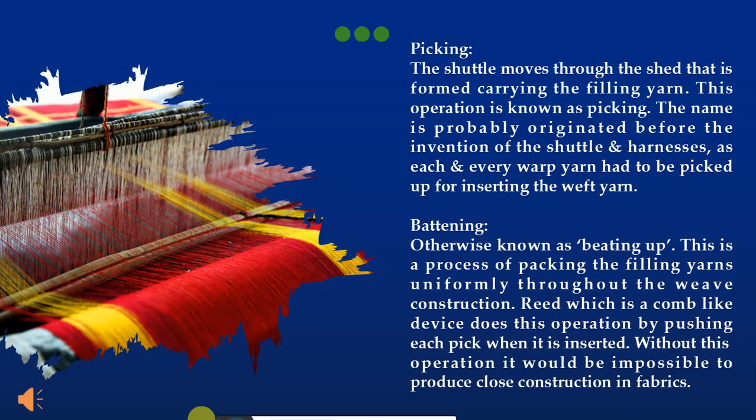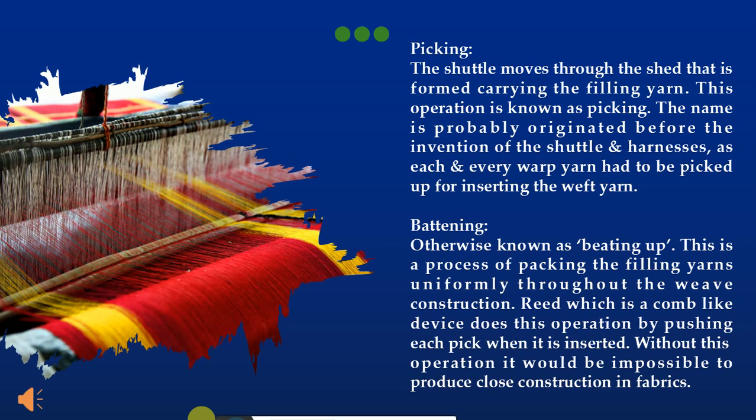Picking: the shuttle moves through the shed that is formed, carrying the filling yarn. This operation is known as picking. The name probably originated before the invention of the shuttle and harnesses, as each and every warp yarn had to be picked up for inserting the weft yarn.